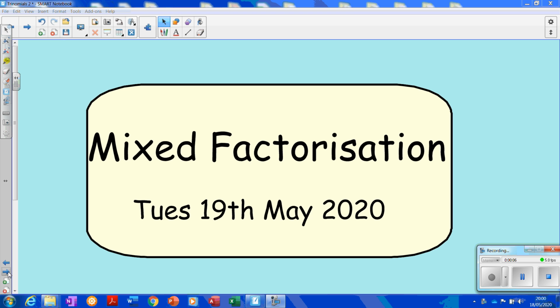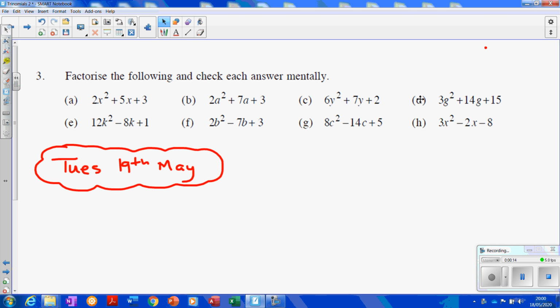Now what we're going to do is just a wee mixed factorisation exercise, but before I do that I'll go over the questions I gave you yesterday. Yesterday you were given those questions to factorise, they've all got numbers in front of x squared, but everything is done exactly the same way, so we'll now go over those questions.